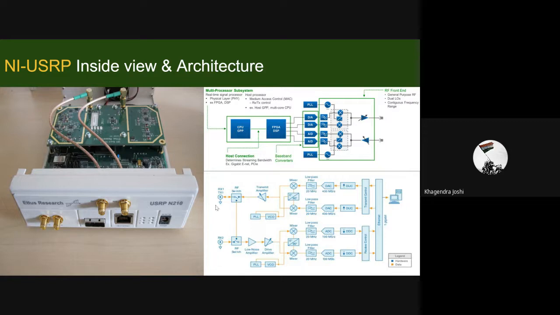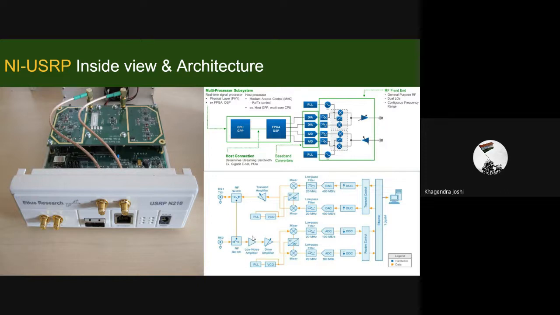So this is the architecture of the USRP, right? Here you can see the CPU, GPP, which is basically our host PC. The advantage is that the processing part is taken care of by the host PC. The signal is modulated, and whatever different conversions you want to do, that part will be taken care of by LabVIEW, right?